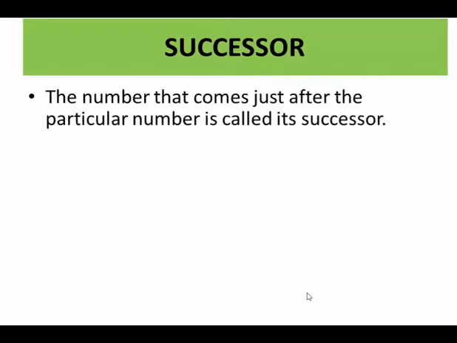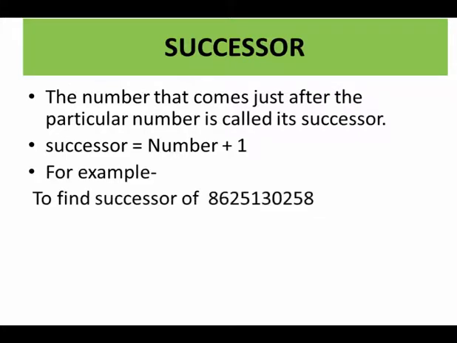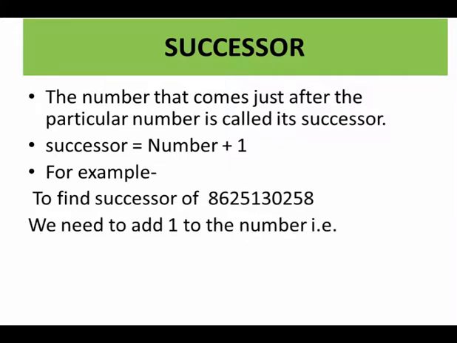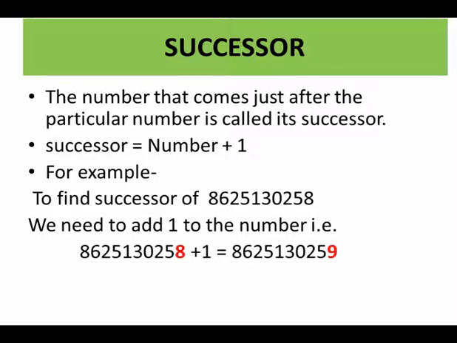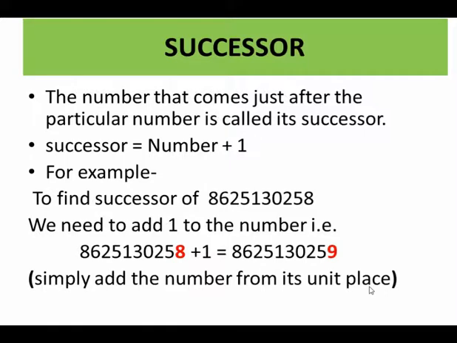Then we have successor. The number that comes just after the particular number is called its successor. Or we can say successor equals the given number plus 1. For example, we have been given the same number and we have to find its successor. So simply we need to add 1 to the number, so the given number plus 1. The 1 is added to the unit place number and we will get the required successor for the given number. Simply we add 1 to the unit place.